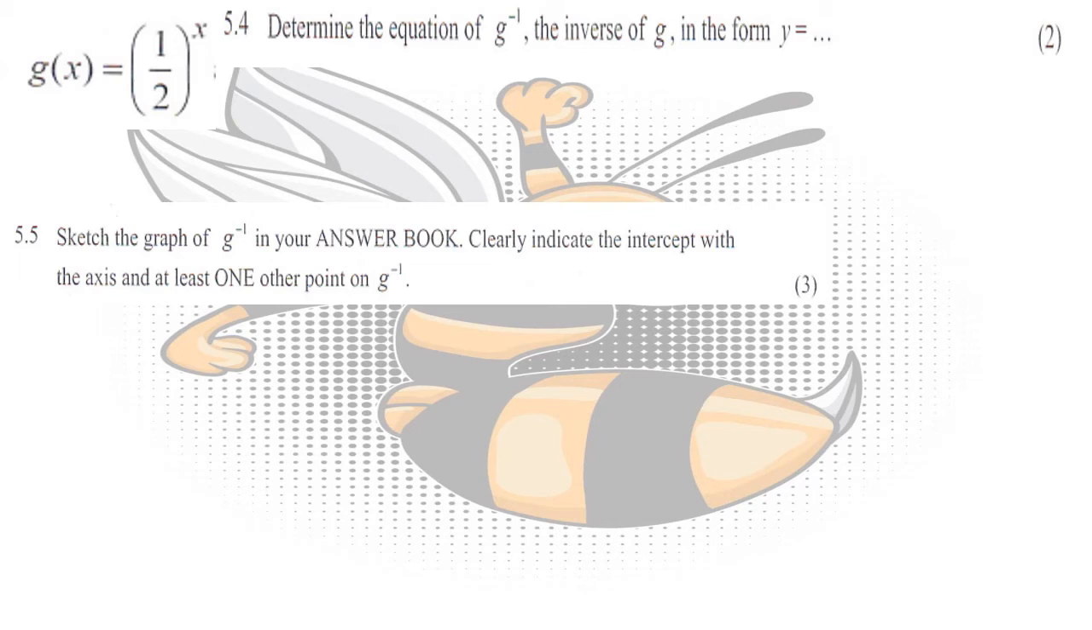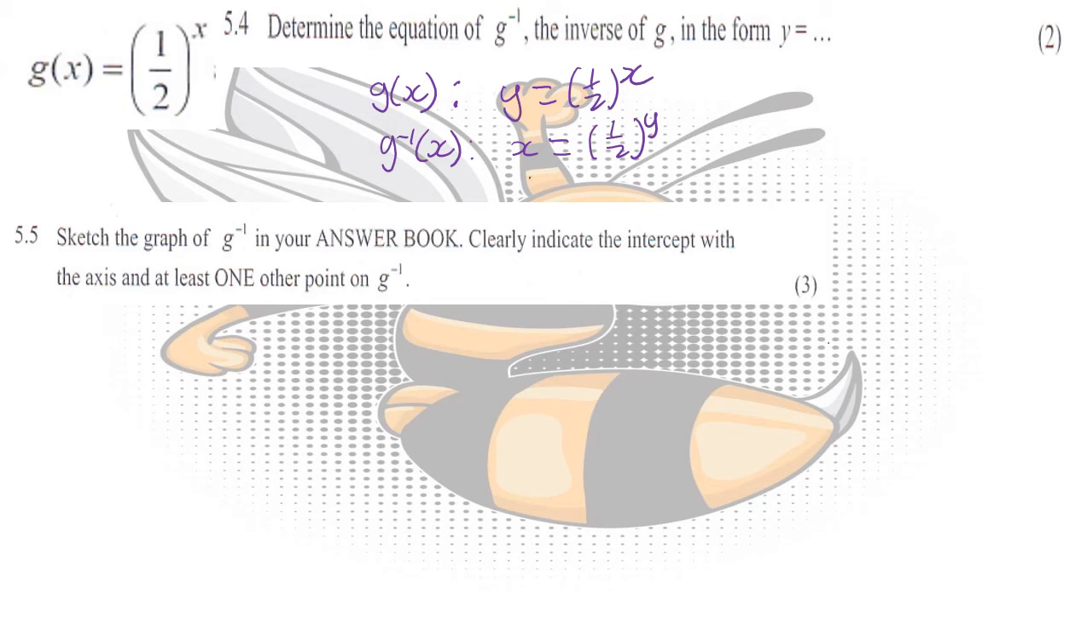Now remember that if we find the inverse, this is the reflection of the function around the y equals x line, and to find the inverse we simply just swap the position of x and y around. So we know that g of x tells me that y is equal to a half to the power of x. So therefore if I find the inverse, it will tell me that x is equal to a half to the power of y, because we just swap x and y around. And in this case we will need to use a log.